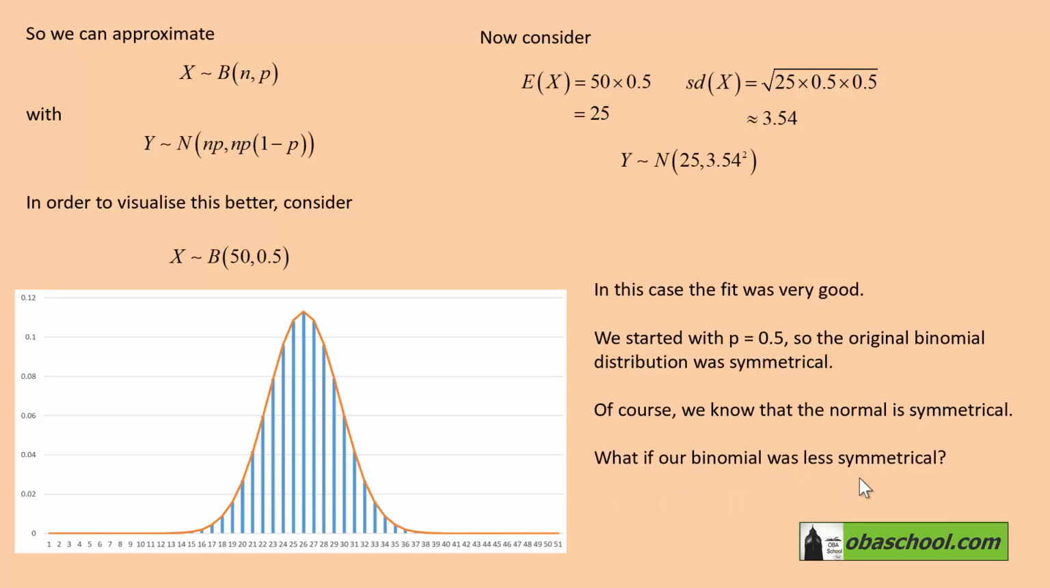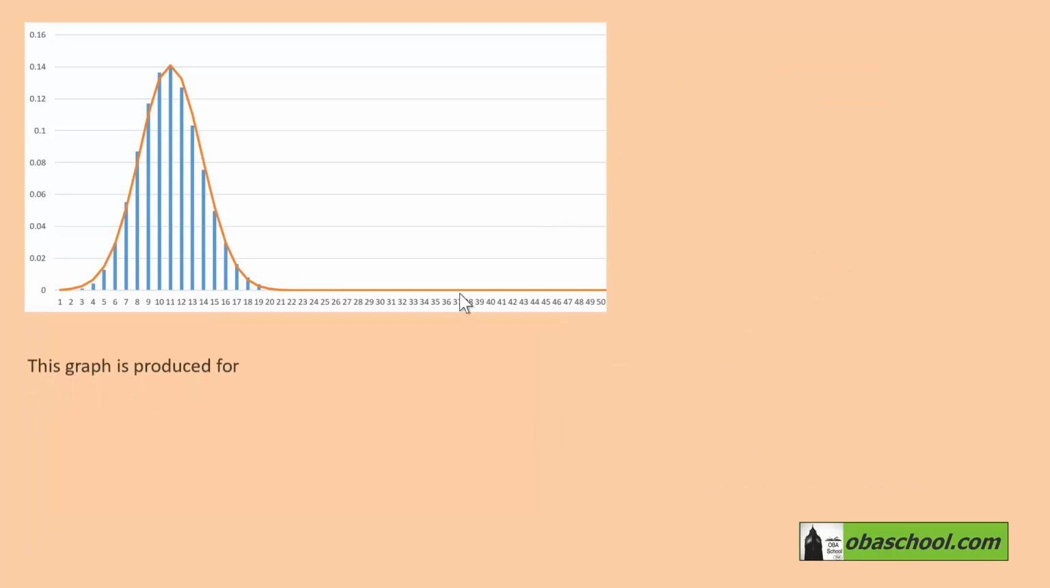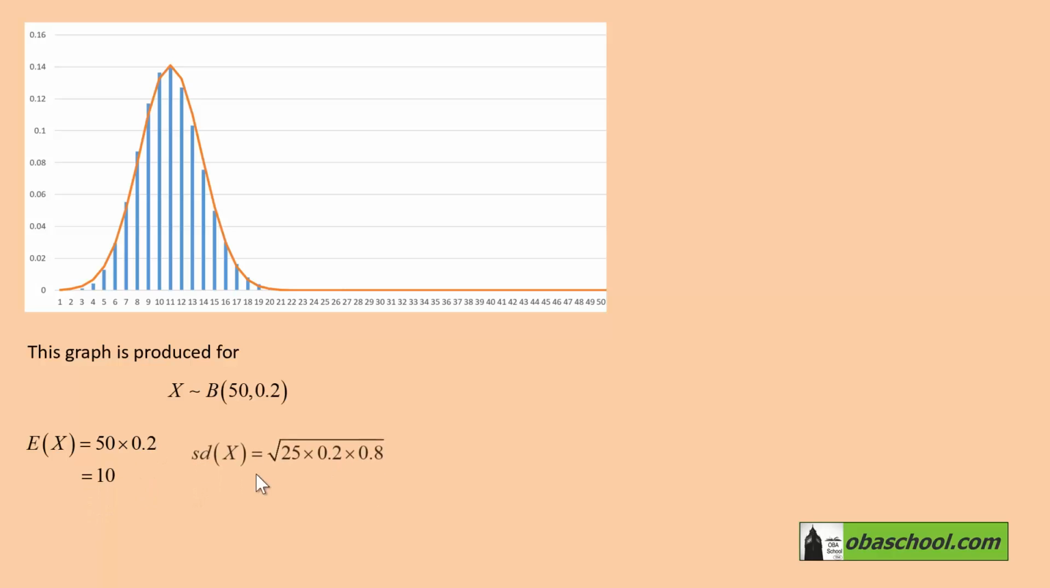What if our binomial was less symmetrical, however? Well, in this case, I have a binomial with 50 trials and a probability of success of 0.2, so it's quite skewed. The expectation would be 10, and the standard deviation would be about 2.83. So we could use a normal 10, 2.83 squared and fit it onto the graph, which you can see we've already done. It was done at the start.